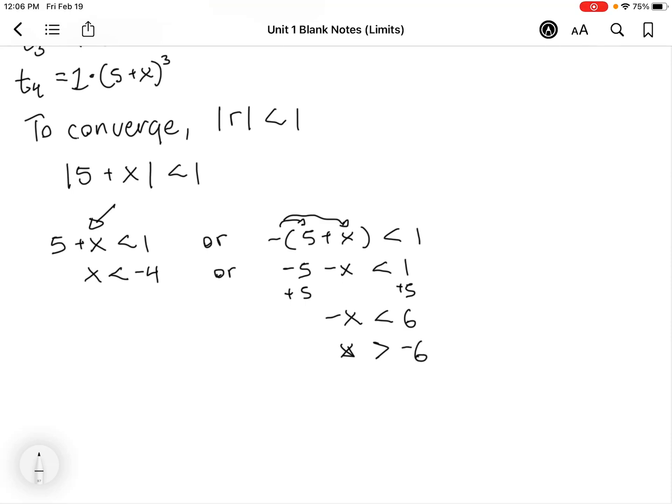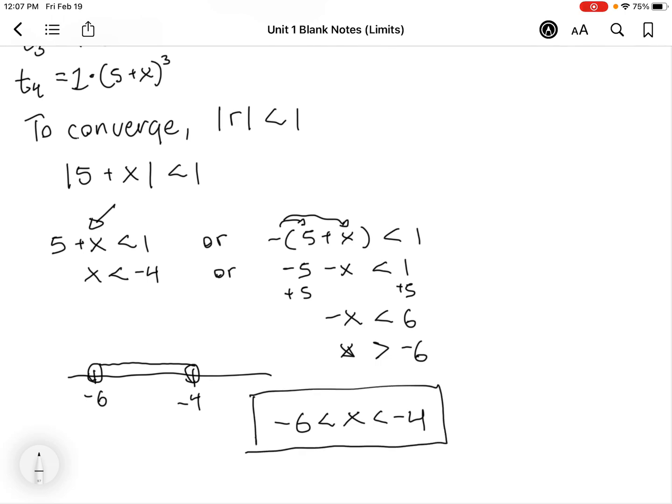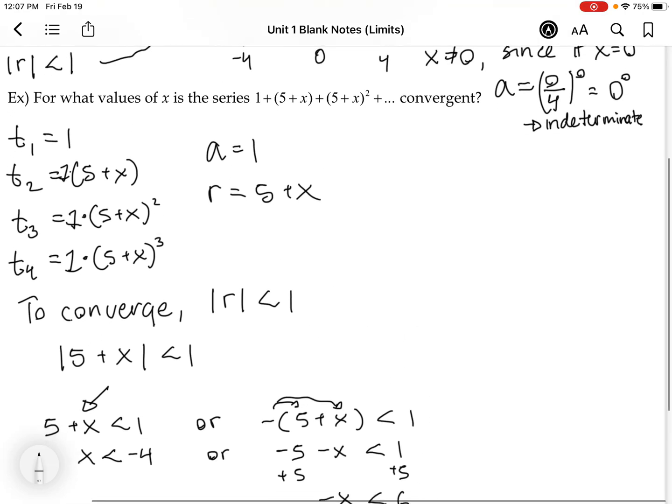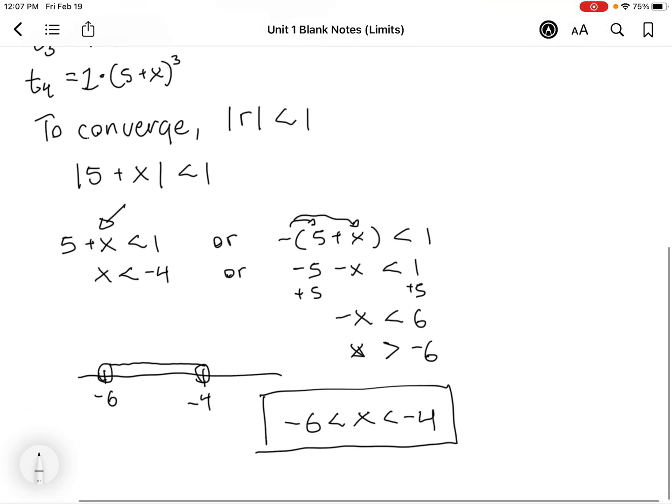Okay, and so if we put these together, if you look on a number line, here's negative 6, here's negative 4. x has to be greater than negative 6, but less than negative 4, so it can be anywhere in here. So negative 6 less than x less than negative 4. Those would be the values of x for which that series would converge.